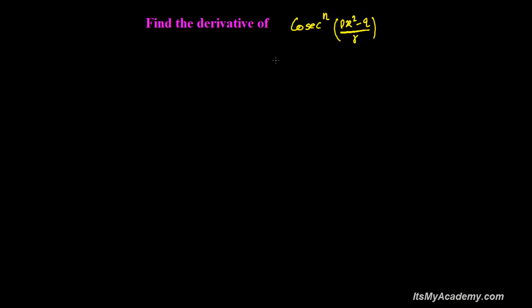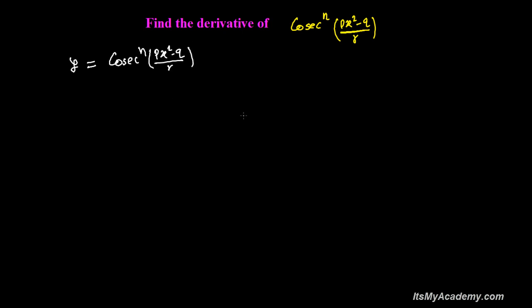Again, we got another trig function to find the derivative of. It is cosec^n((px² − q)/r). This part is our angle, alright? So let me assume this is my function y, which is cosec^n((px² − q)/r).